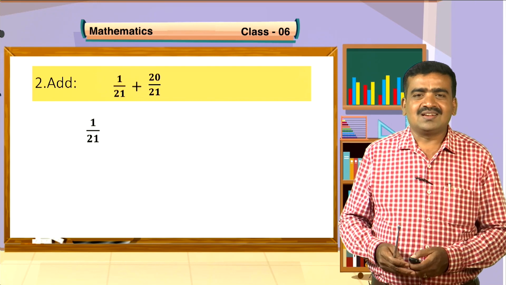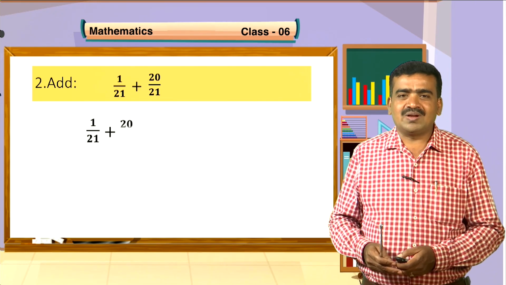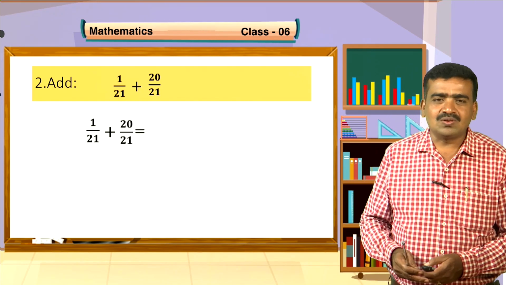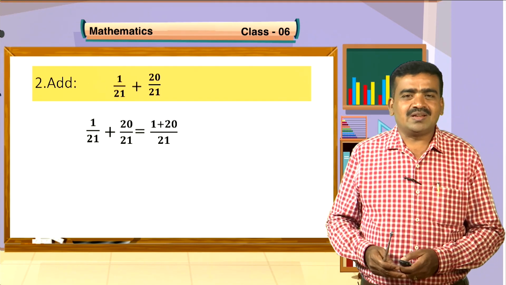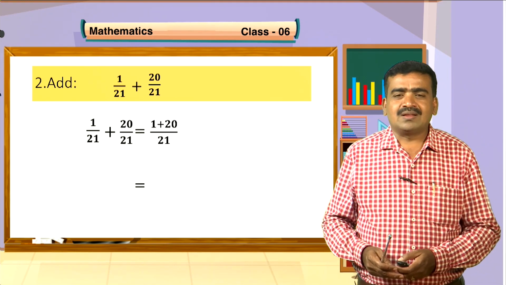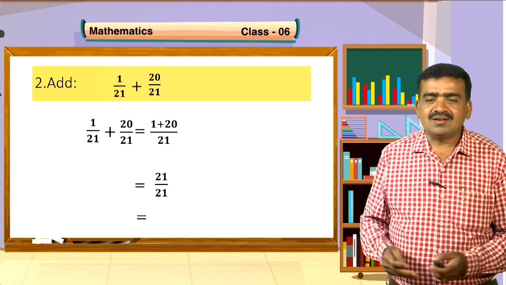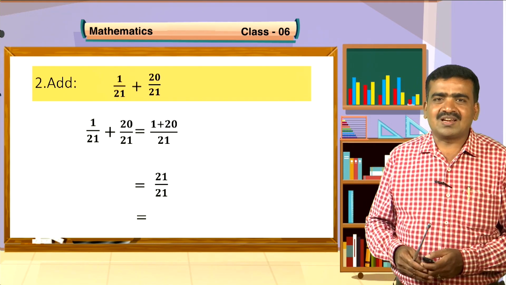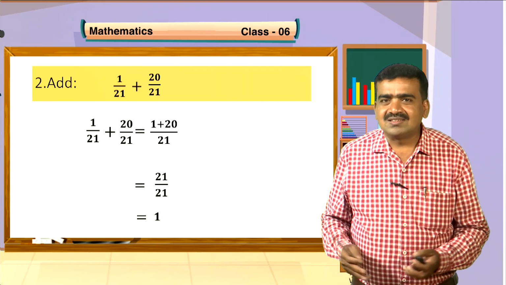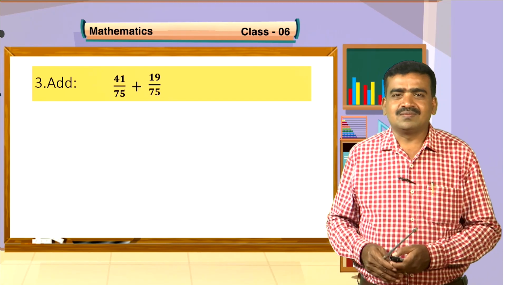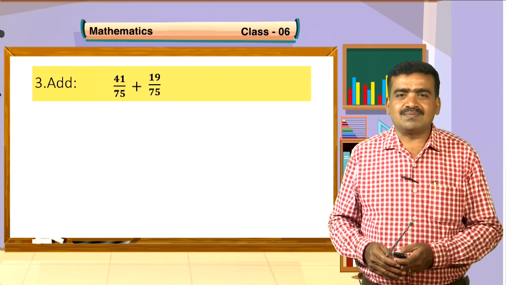It is easy. Somebody is telling the answer: 1 by 21 plus 2 by 21 is equal to 1 plus 20 divided by 21, that is equal to 21 by 21. Both numerator and denominator can be simplified further and your answer will be 1. Very good. Now, let us take one more example.